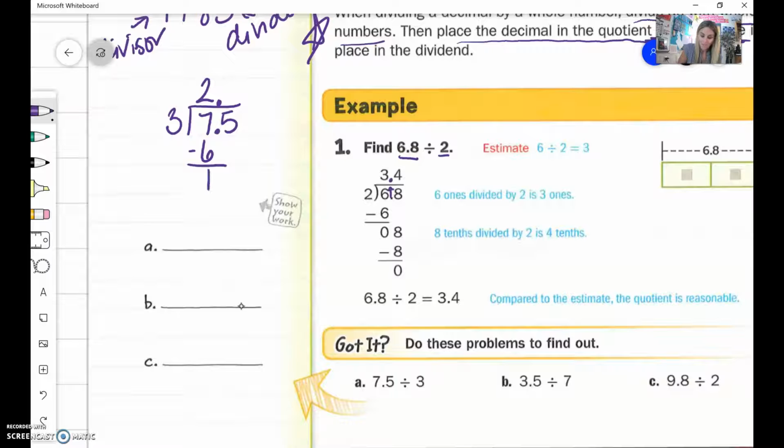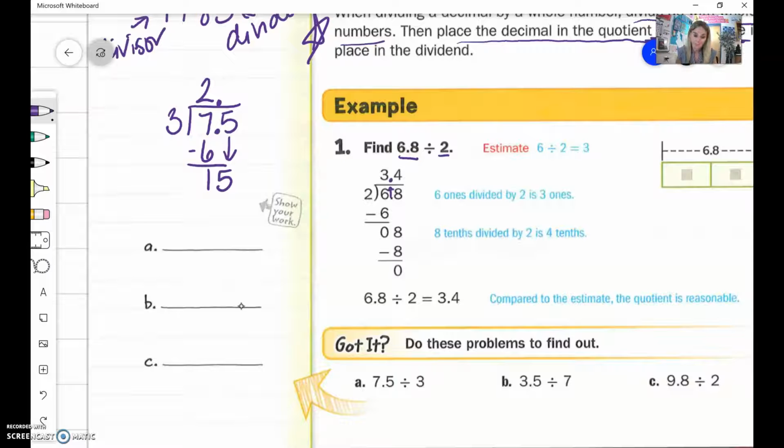7 minus 6 is 1. Now I check. I check to see if this number that I subtracted is less than my divisor. Is 1 less than 3? Yes. So now I'm going to bring down. I bring down a 5. Now I have 15.